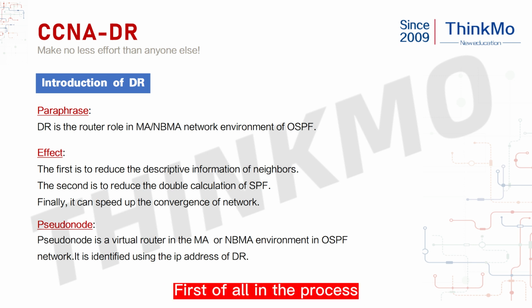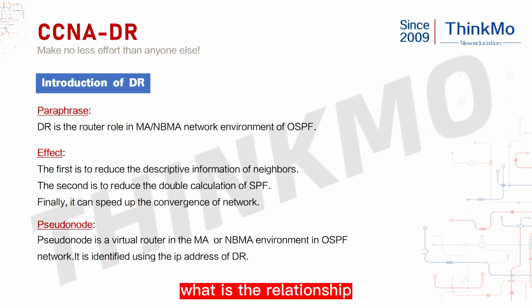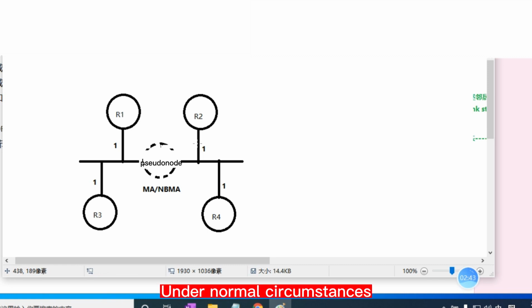First of all, in this process, I came up with the concept of a pseudo-node. What is the relationship between the DR and the pseudo-node? The first thing we need to know is what a pseudo-node is. You can think of it as a virtual router in an OSPF MA, or NBMA, environment. How does it work? Let's look at this graph. Under normal circumstances, R1, R2, R3, and R4 share a link.